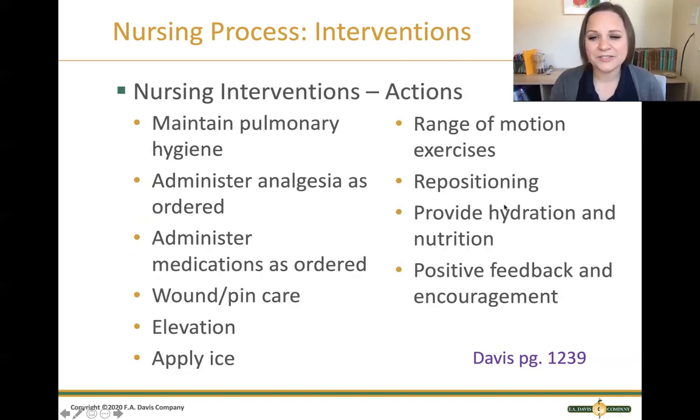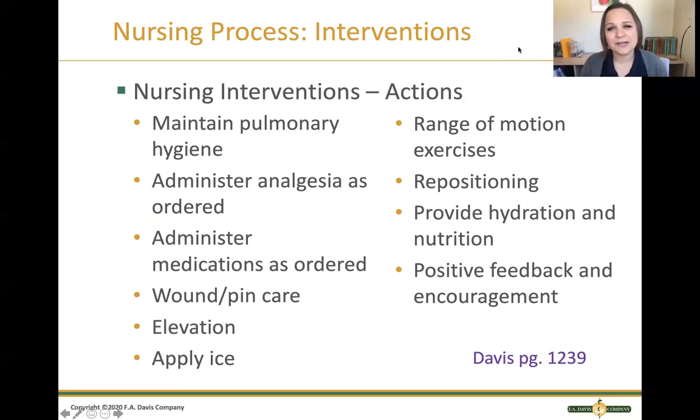Now, here are some actions that we can take, some nursing interventions that we can do. We want to maintain pulmonary hygiene. Just like anyone else who has some kind of surgery or is hospitalized, we want to encourage coughing and deep breathing so they don't end up with a pneumonia on top of everything else. We want to administer analgesia as ordered. Pain management should be a top priority after the ABCs for these patients.